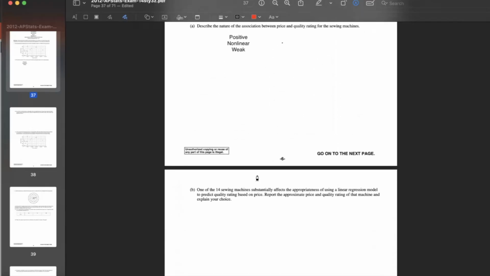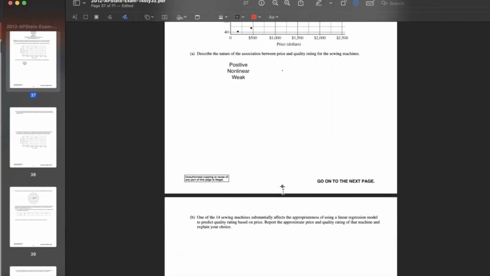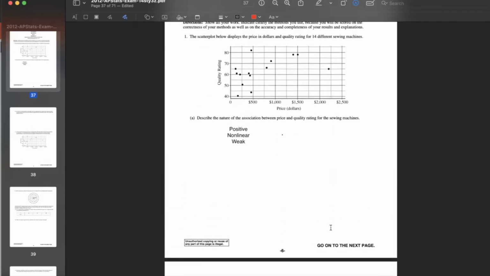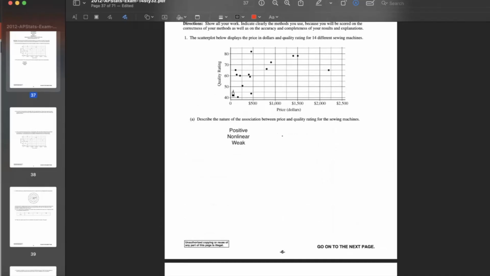Part B: one of the 14 sewing machines substantially affects the appropriateness of using a linear regression model. Report the approximate price and quality and explain your choice. If we fit a linear line, it might look something like this. So which point would be an influential point? This point right over here, because it is both an outlier and a high leverage point.